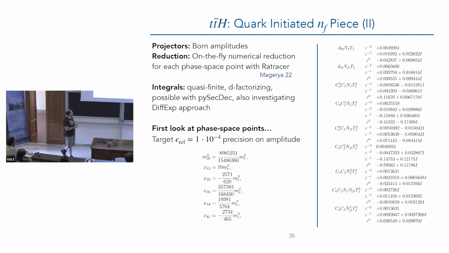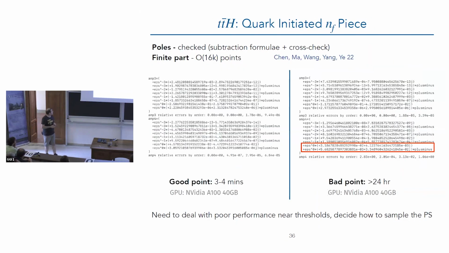So a first look at the phase space point, we have a target precision of 10⁻⁴. This is a particular phase space point. And we're actually able to evaluate everything, including the finite part of this thing, separated out by color structure and number of internal fermion loops. So this works. What's the catch?